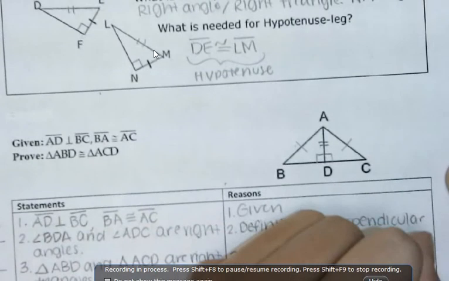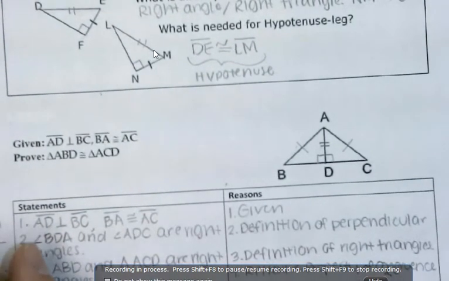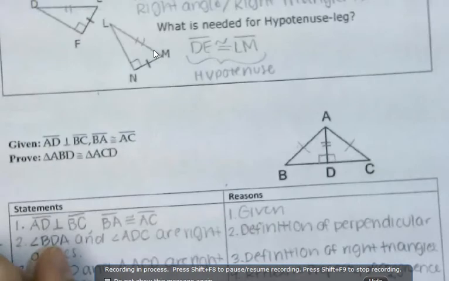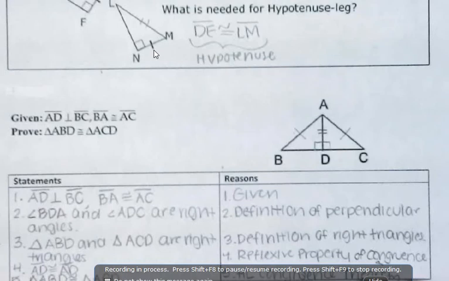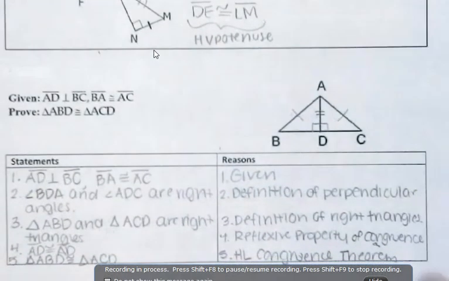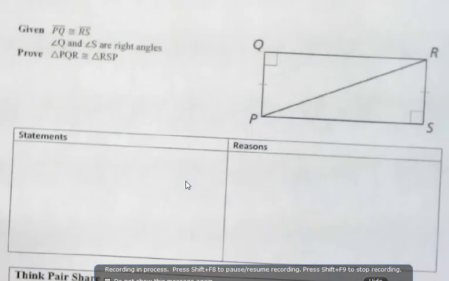to say that triangle ABD is congruent to triangle ACD. And I am running out of space. My apologies. Alright, so if you need a minute to write that down, you may pause it, but I'm going to move on. So, we have one more proof.